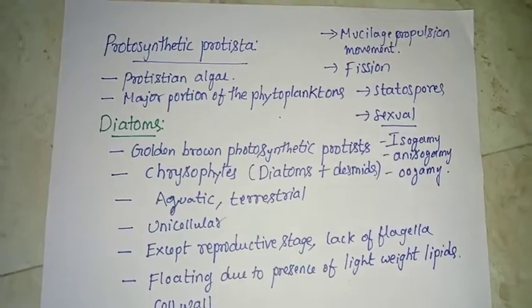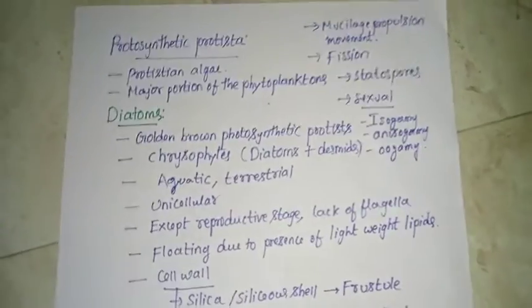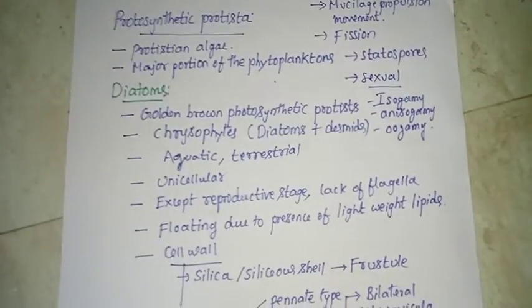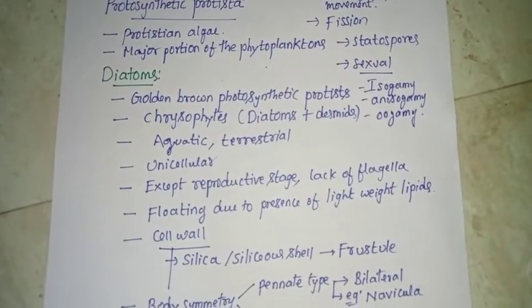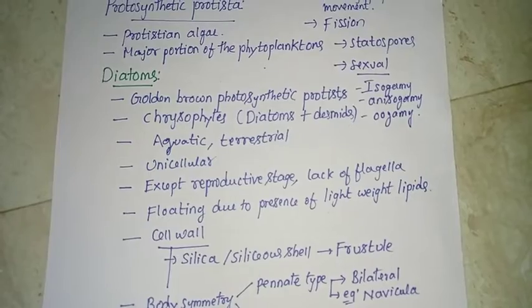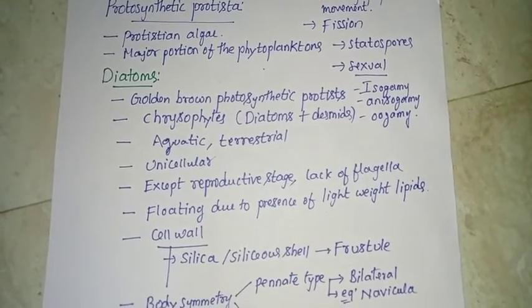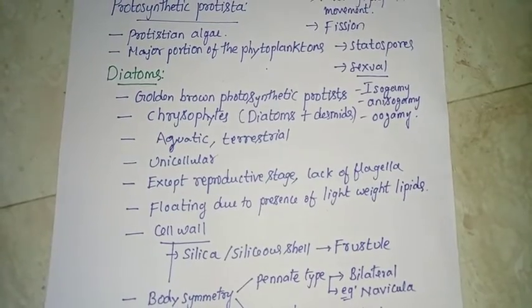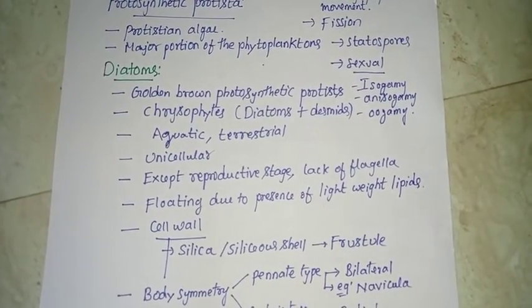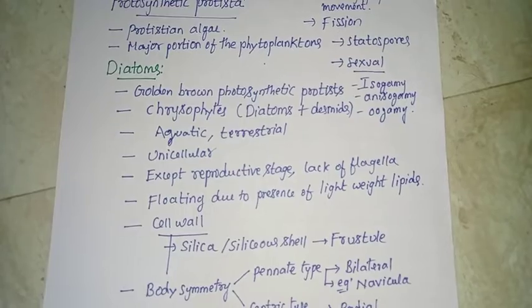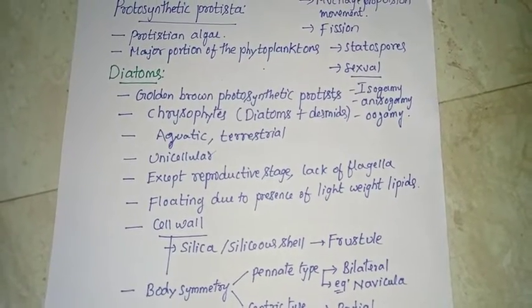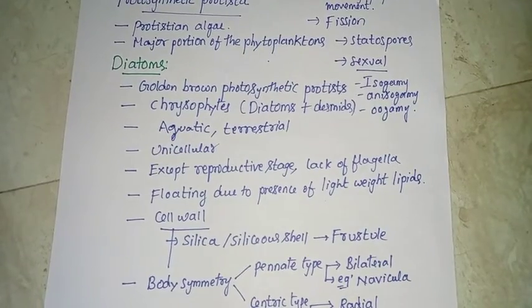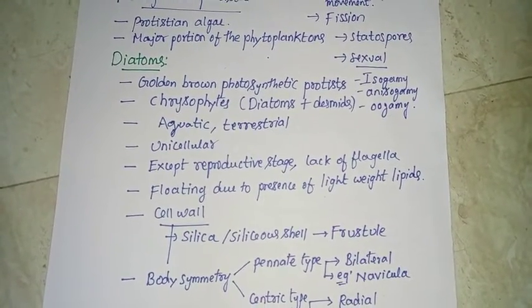Here you can see diatoms. Diatoms are golden brown photosynthetic Protista. They are also known as the chrysophytes. Chrysophytes means what? It includes diatoms and desmids. They are aquatic as well as terrestrial. They are unicellular. Except in the reproductive stage, they don't have any flagella. They are always floating due to the presence of lightweight lipids.